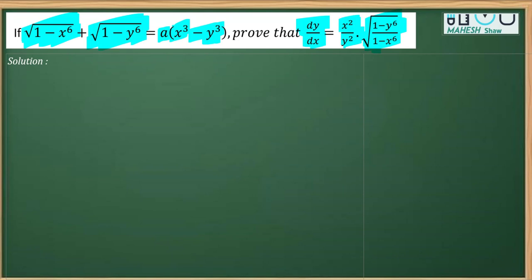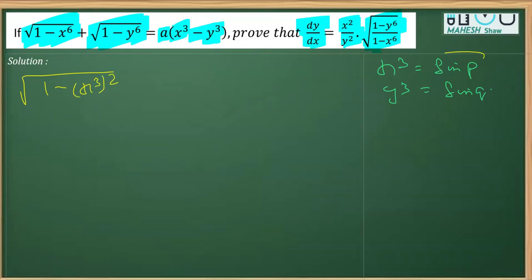Now, the first thing that we will do here is write x³ as sin p. I cannot take sin a, because a itself is a constant given, so say x³ = sin p, and y³ = sin q. Soon you will understand why I'm doing this, because I can simplify this. This is 1 minus x^6, and x^6 is x³ whole square, so that means it's going to be sin² p.